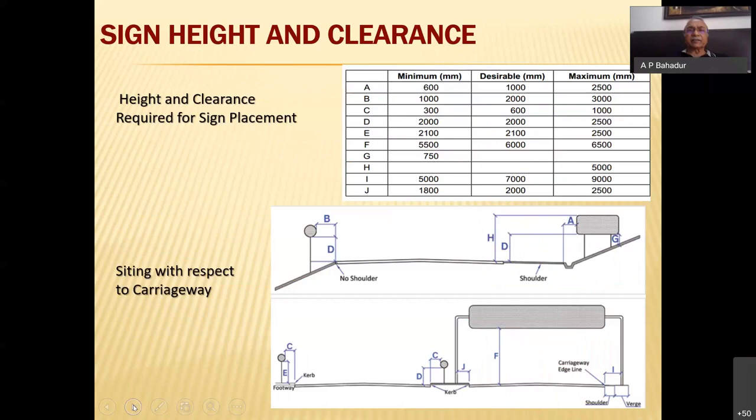IRC 67 gives the guidelines for the placement of the signs. The signs could be curb mounted or they could be gantry mounted. Now, one should always keep in mind that gantry-mounted signs are costly and they should be provided only when it is a multi-lane highway and a high-speed road, and you expect the driver to make a decision in a split second, etc.